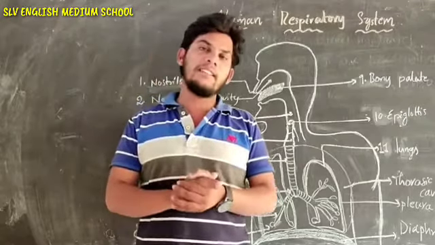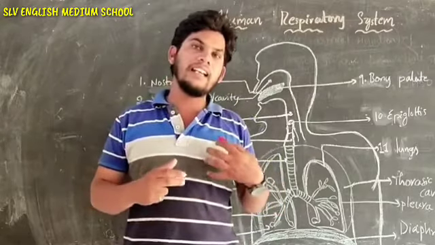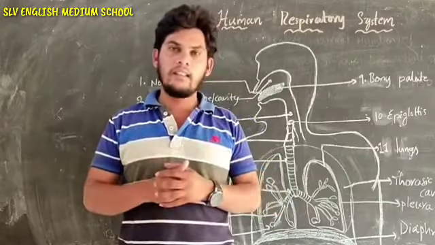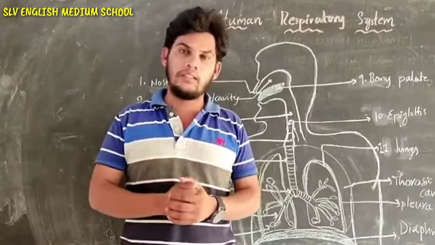By comparing the sizes of the lungs, the left lung is smaller than the right lung to give space to the heart.